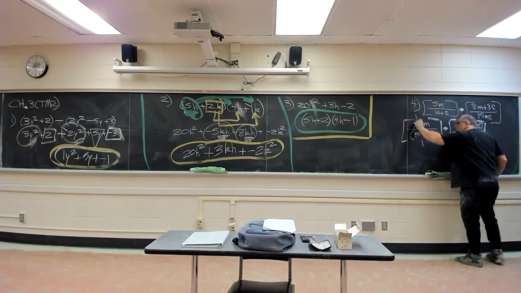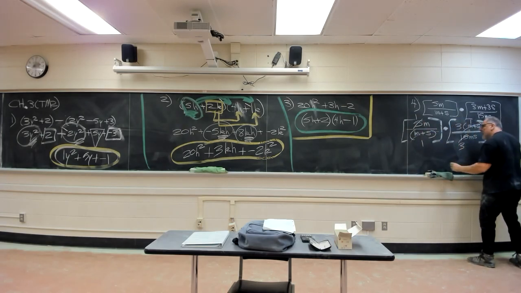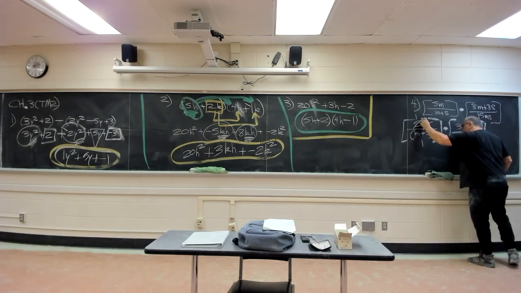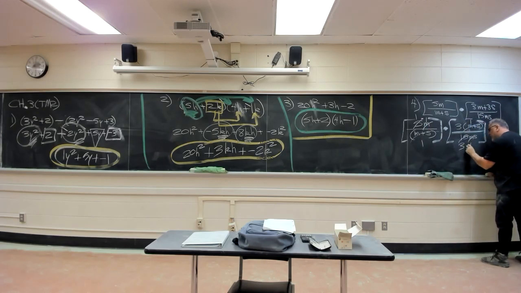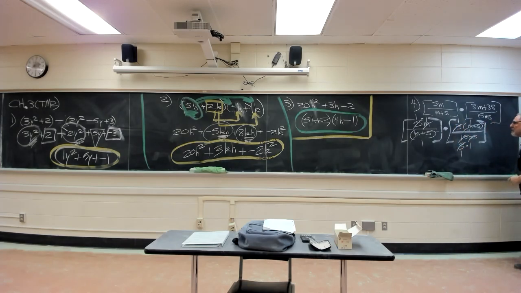5 goes into 15 3 times. M goes into m once. Yeah, there's a lot of stuff going on here. The 3's do cancel. A lot going on here. What is this at the end of the day?